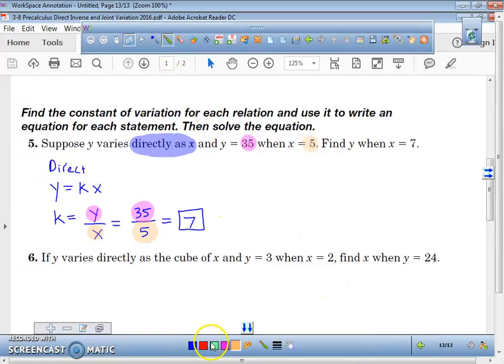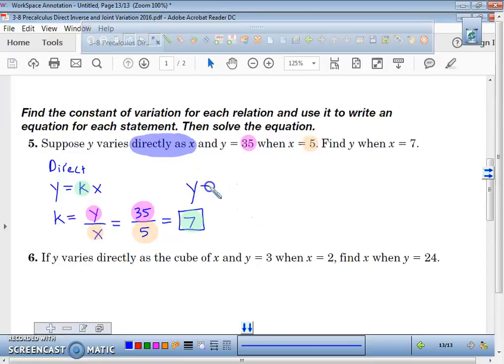So guess what our k value is equal to? It's equal to 7. So we're going to take this number right here and we're going to plug it in right there. And we're going to say y is equal to 7 times x. And we just made an equation right there.